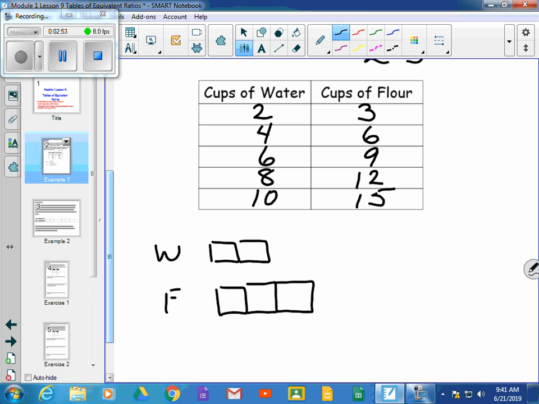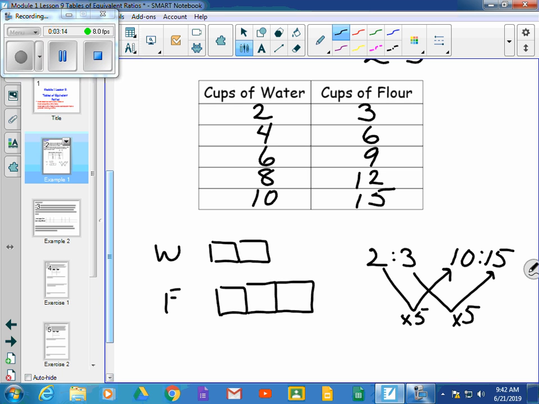We could also check ourselves with that equivalent ratio tool that we've used before. 2 to 3, I'm going to pick another one. I'm going to choose 10 to 15, the one at the end. Remember, ratios are equivalent if we multiply them by the same amount to get the second ratio, and we do there. So that tells us those are equivalent. We have a ratio table, a table full of equivalent ratios.